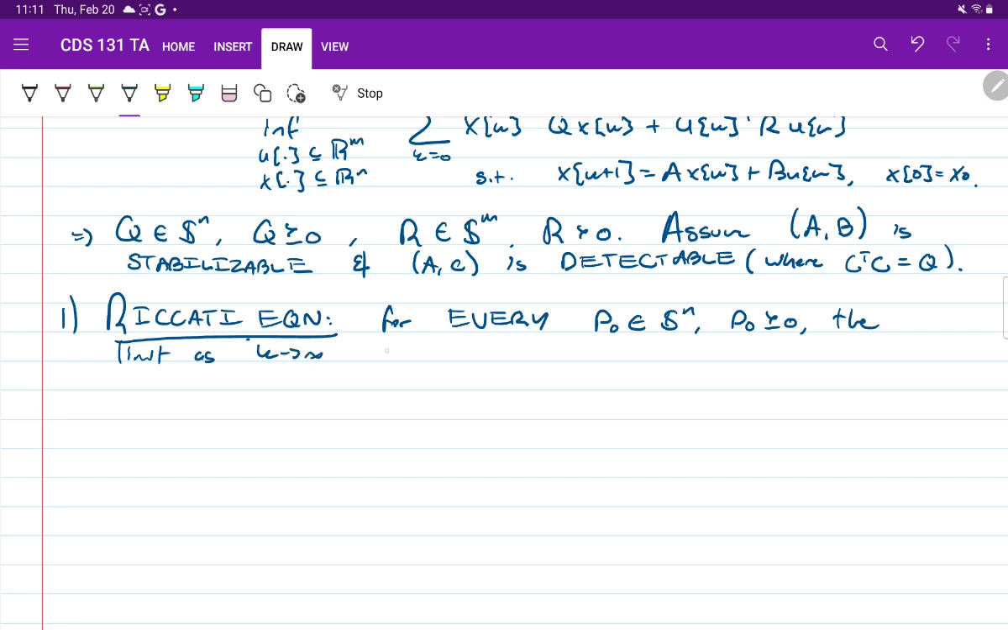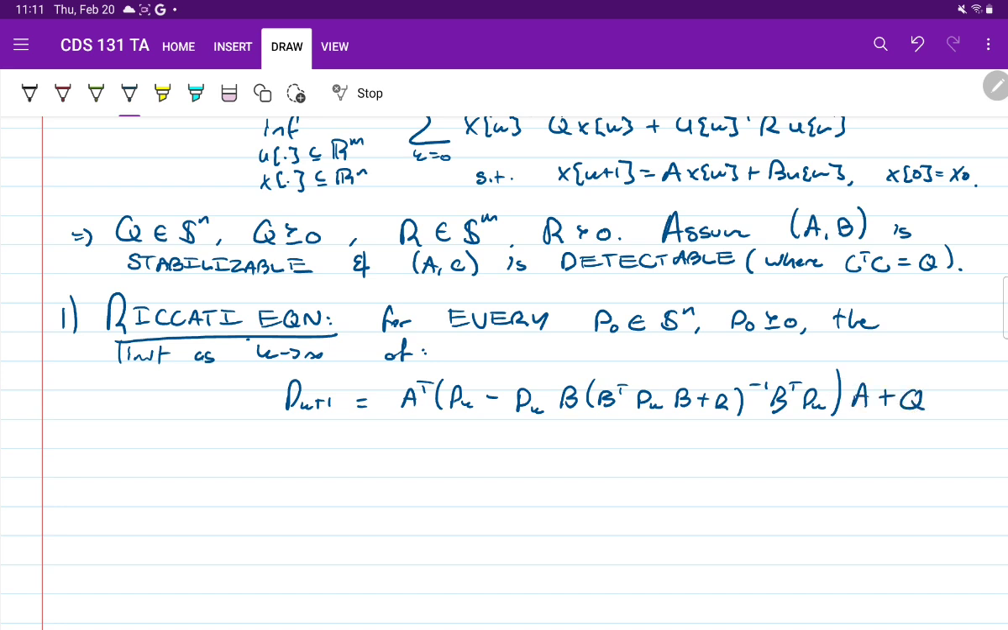as k goes to infinity of the recurrence P_{k+1} equals A transpose P_k A minus P_k B times (B transpose P_k B plus R) inverse times B transpose P_k A, plus Q. This limit exists and is positive semi-definite.